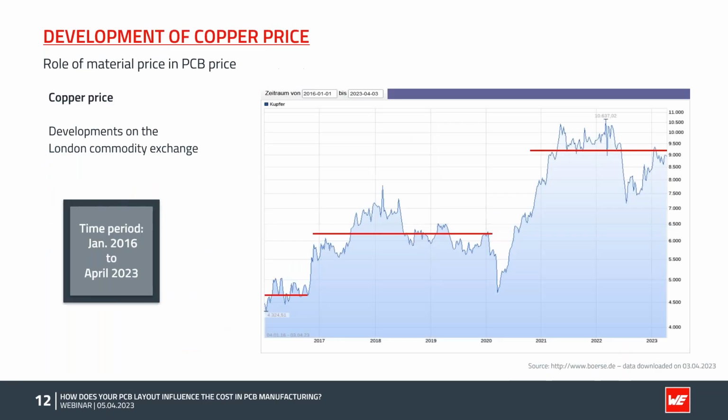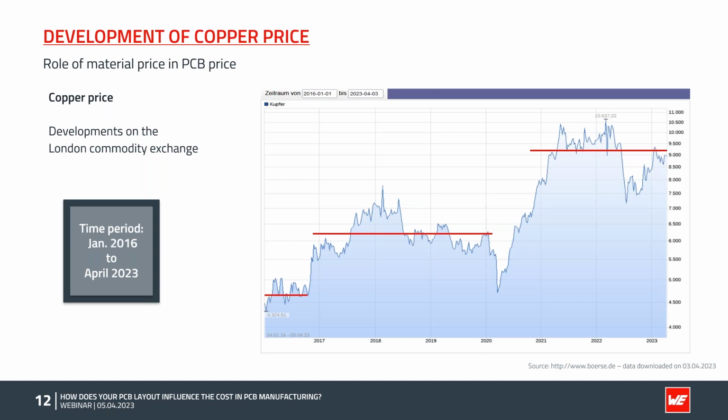Let's move on to copper. And I've shown this slide quite often. The last webinar about this topic was 2020. So you see 2020, we were somewhere in the range of 6,000 in this chart. And we already had quite a rise at the end of 2016 of almost 50% in copper price. This was due to basically the start of the mass manufacturing of all these electric vehicles. Copper foils are being used in high amounts in batteries for electric cars.